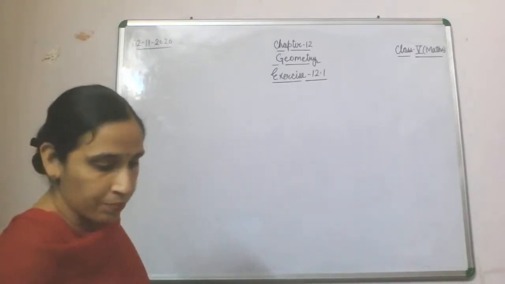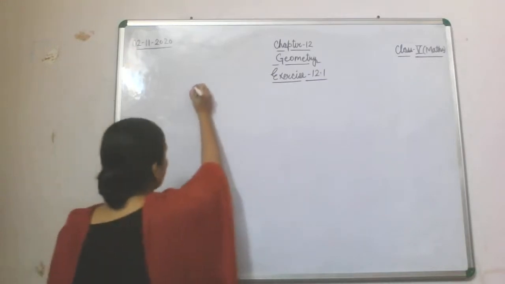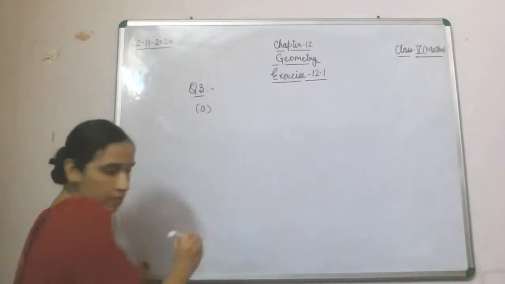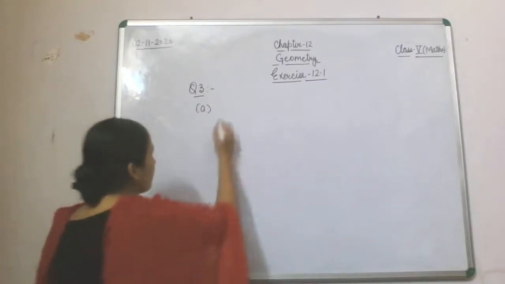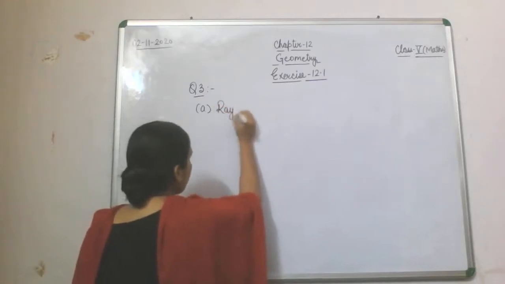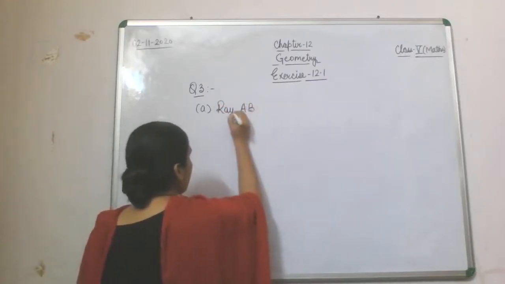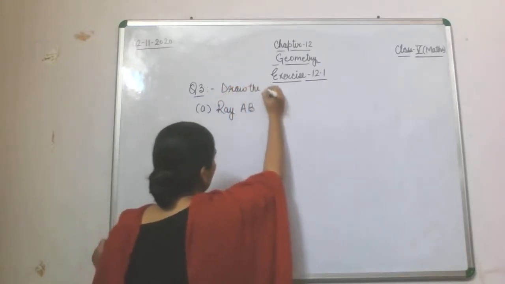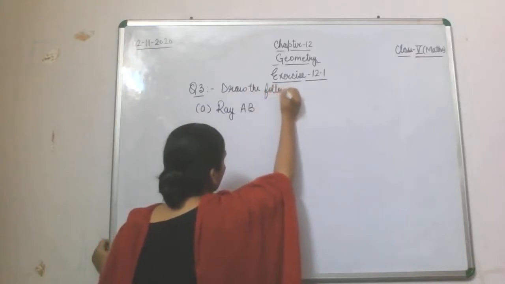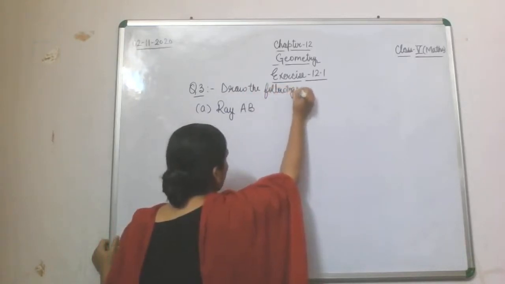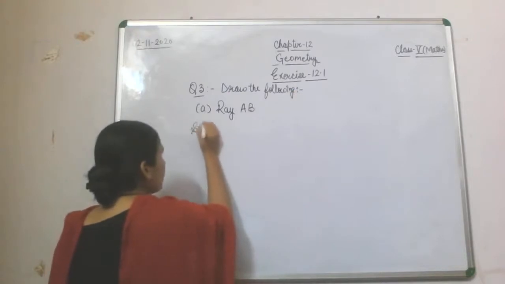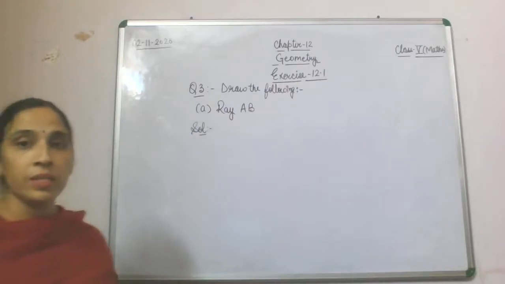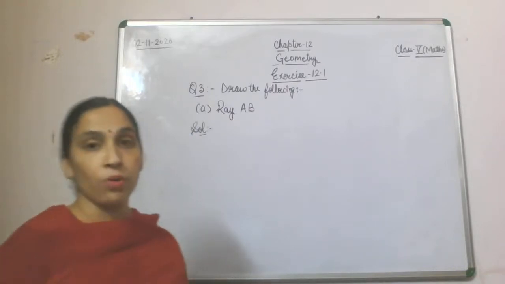Now question 3, A part. What is given? That is, you have to draw ray AB. Now draw the following. Now, in this way only you are going to write the question 3 in your copy also. Fine? In this way only you are supposed to write it in your copy also.